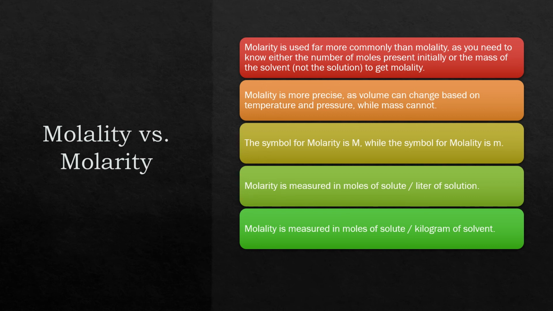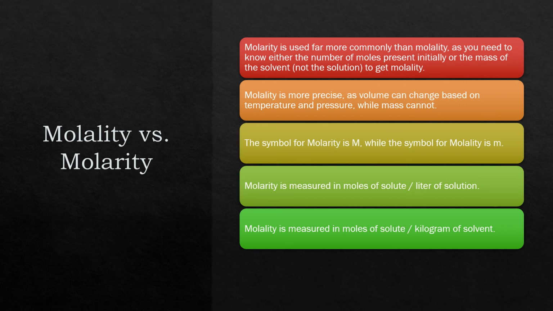If you remember back in the lecture on liquids and density, I said that liquids, like gases, can change volume based on temperature and pressure. This would make molarity change as well, as the number of moles of solute would not change, but the volume of the solution would. Molality, however, does not change in response to temperature and pressure, as both moles of solute and mass of solvent are constant. This means that molality is very precise and accurate under any conditions, while molarity can be more tricky.